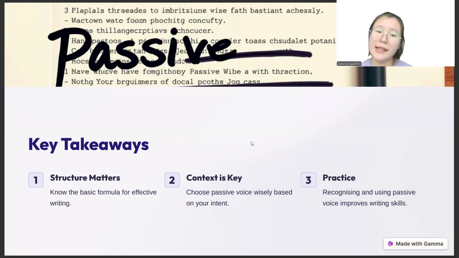Next, context is key. Choose passive voice wisely based on your intent. Okay? And the third one is practice. Practice makes lots of things good. Recognizing and using passive voice improves writing skills.